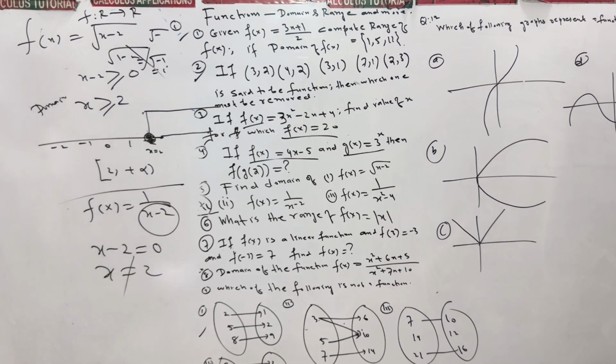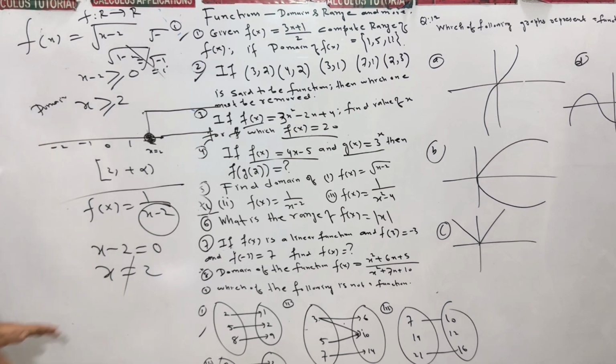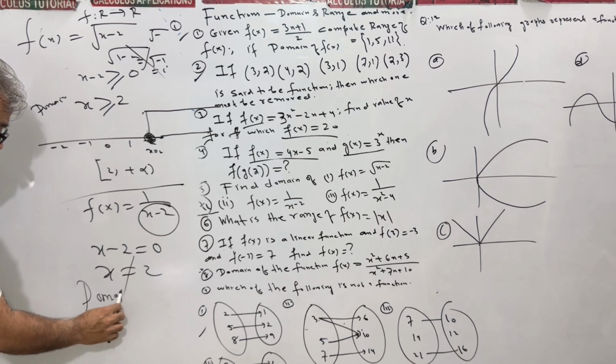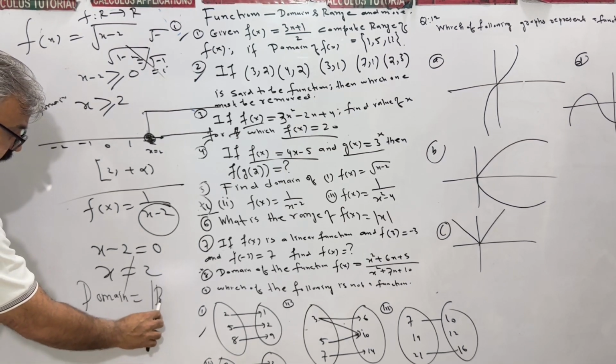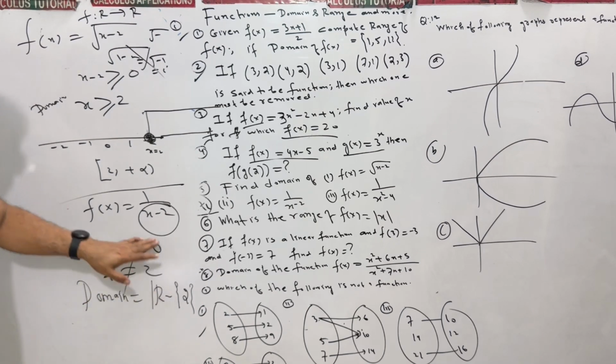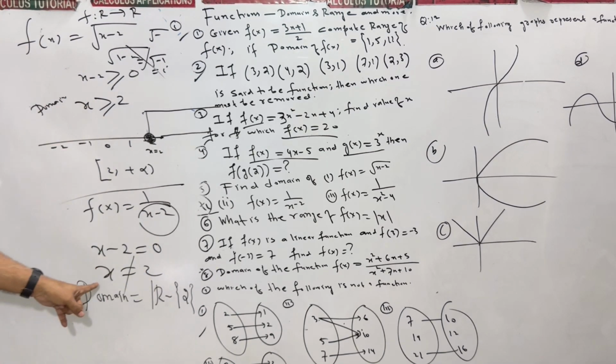So we can never put x equal to 2. If I put x is equal to 2, then 2 minus 2 is 0, and division by 0 is not allowed. Then we can write our domain is all real numbers excluding 2. We cannot insert x is equal to 2 in that function. That is the exception.